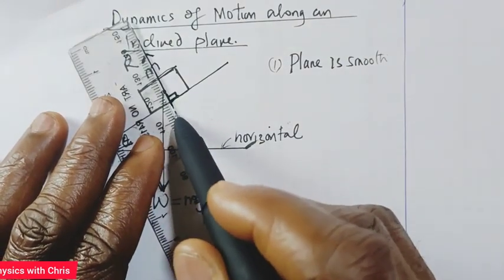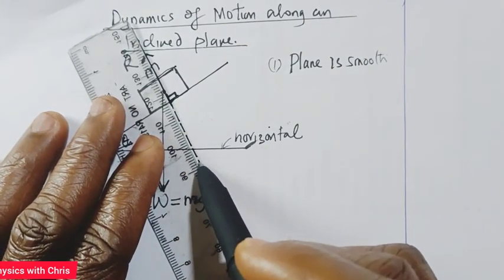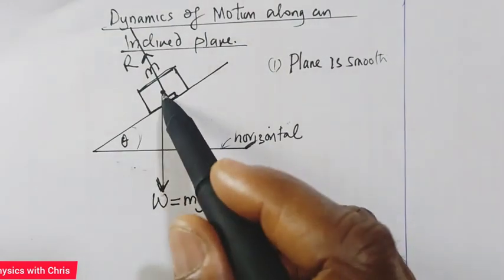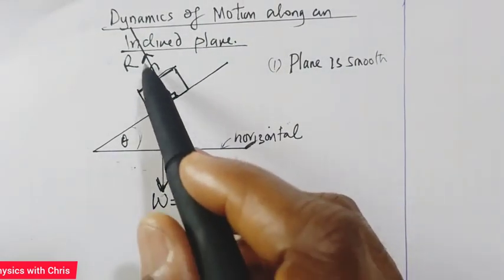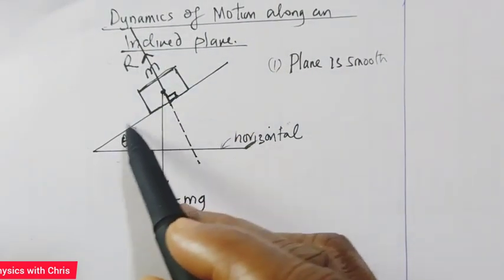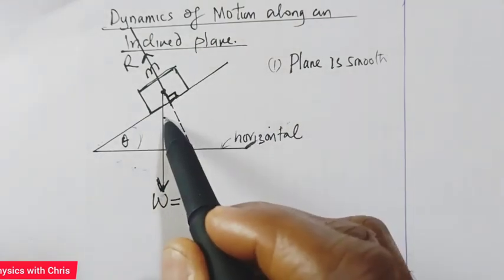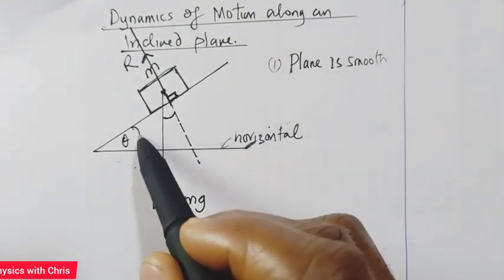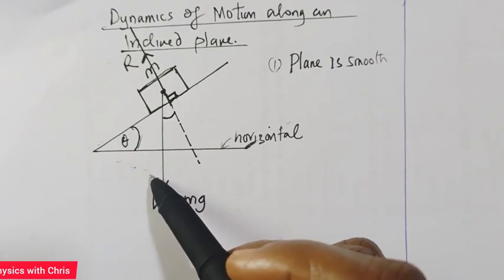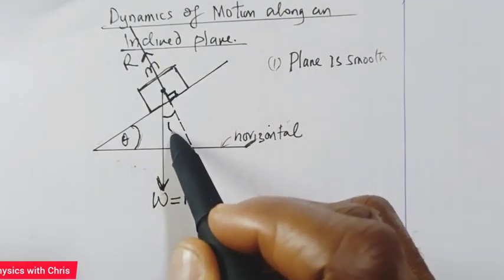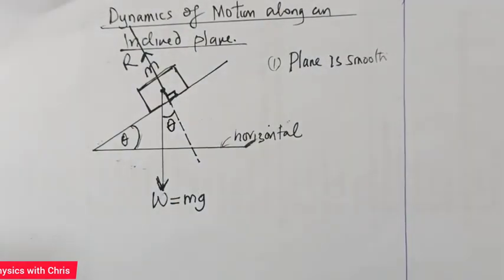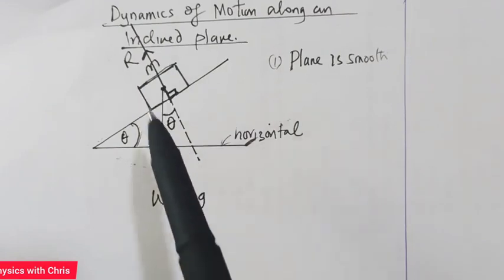That means the line of action of the normal reaction is not along the line of action of the weight of the body. The weight line acts along this line, normal reaction along this line at right angles to this plane surface. So I have this angle here, this angle theta, which is the angle of inclination. The angle of the slope is the same as this angle theta in degrees.